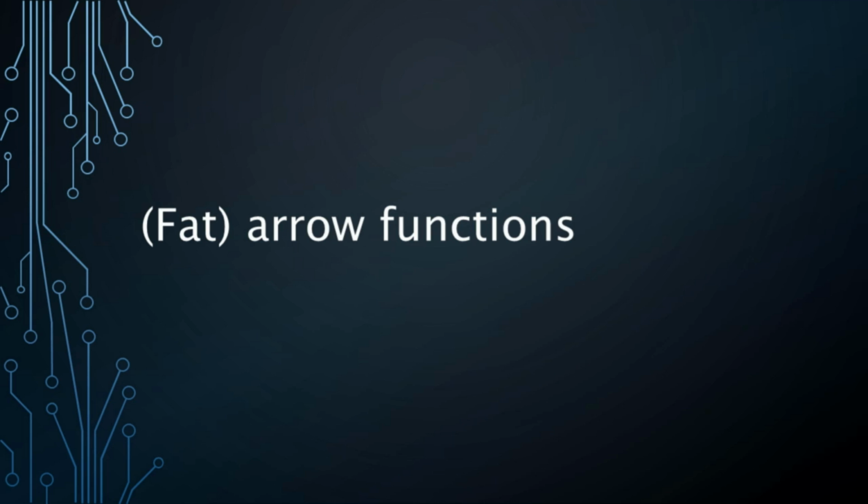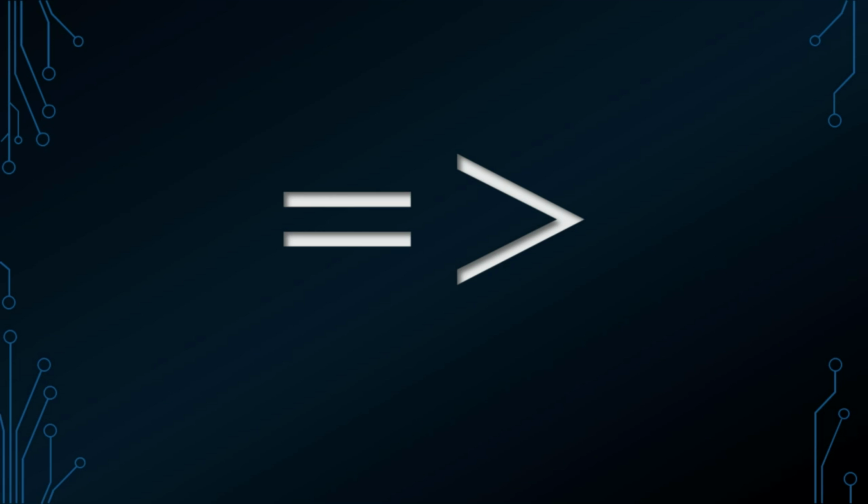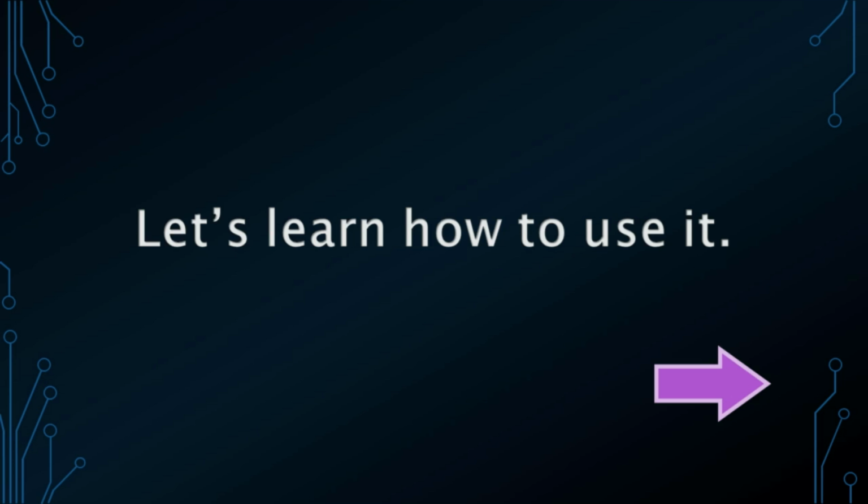Some people love to call this just arrow functions, so I added parentheses around fat. Fat arrow functions use this symbol. It uses an equal sign, not a hyphen, so it got its name because the body of the arrow is fat. Okay, let's learn how to use fat arrow functions by changing good old function statements to fat arrow functions.